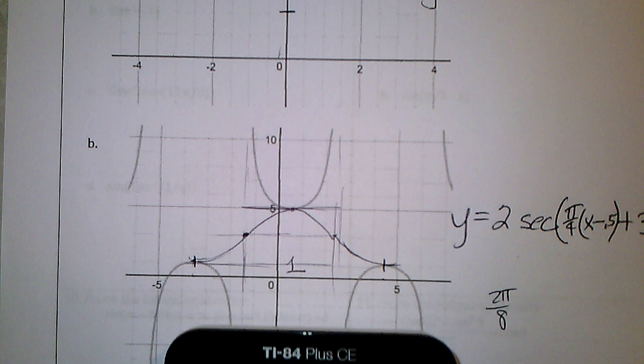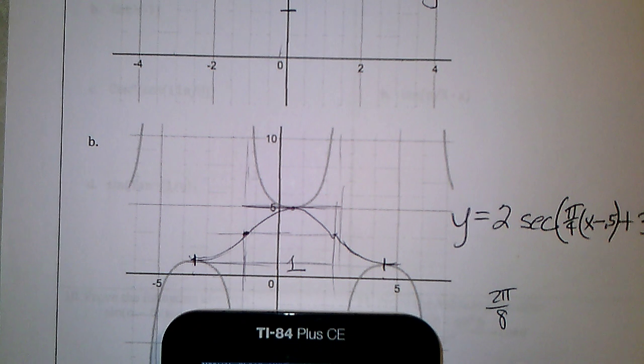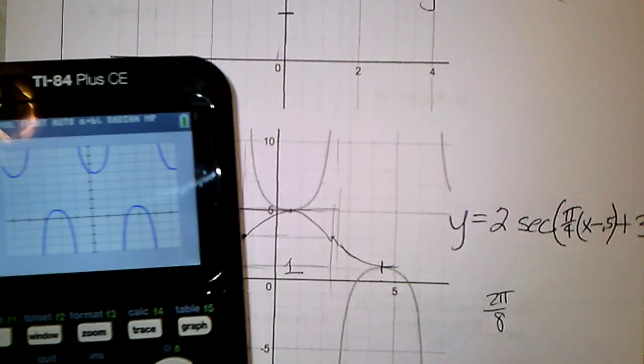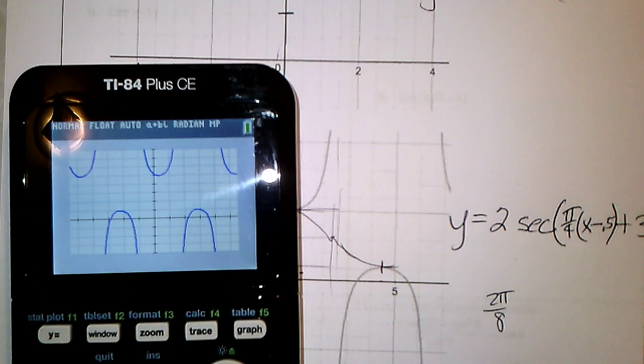Okay, there's the ones that are down, and I don't see the ones up because I'm not looking high enough. So I have to make y max be like 8. And one on top, one on bottom, on top, one on bottom. That's looking pretty close. Okay.